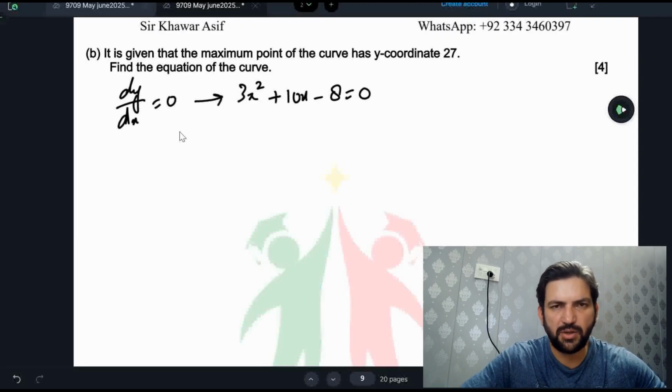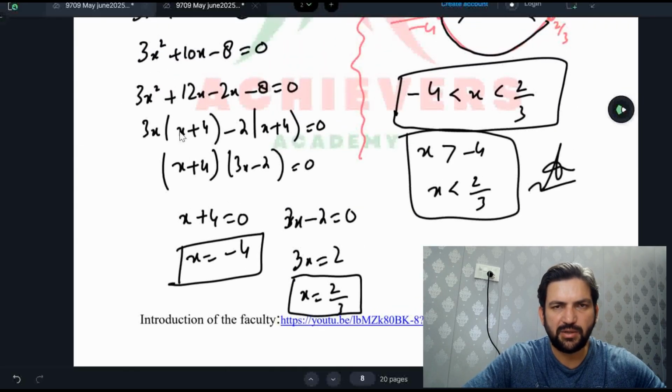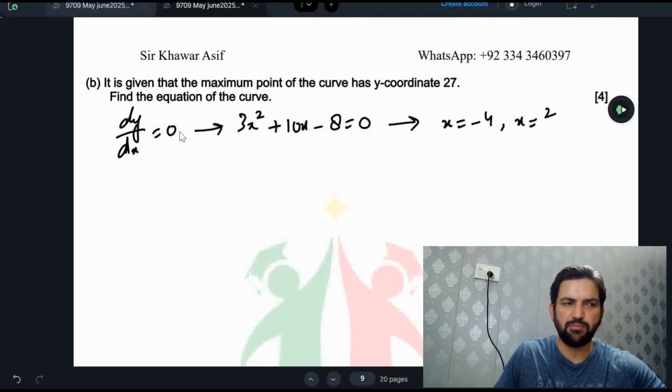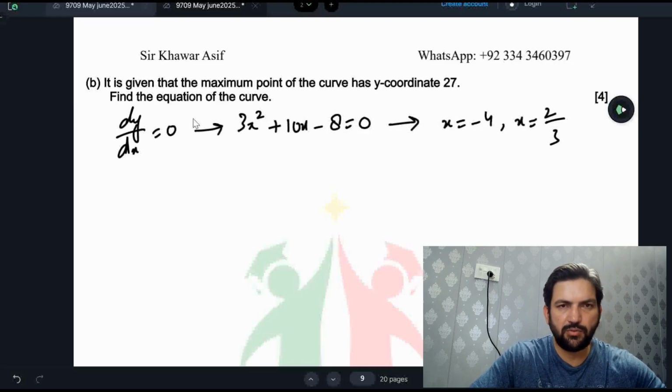Let me reconfirm the equation. 3x square plus 10x minus 8 is 0. And from here we have got two answers. x is equals to minus 4 and x is equals to 2 by 3. Now, it is given that the maximum point of the curve has y coordinate 27.